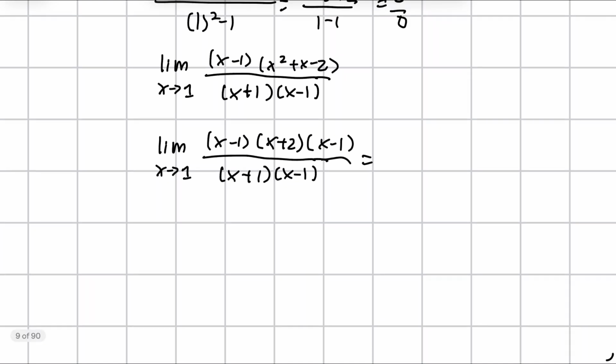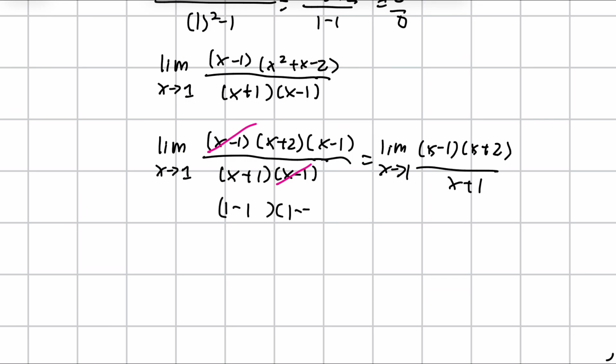Now after this, let's cancel out one x minus 1. And we're left with the limit as x approaches 1 of x minus 1, x plus 2, divided by x plus 1. So if you substitute in, we have 1 minus 1, 1 plus 2, and we have 1 minus 1 plus 1. So this is 0 over 2, giving us 0, so that works.